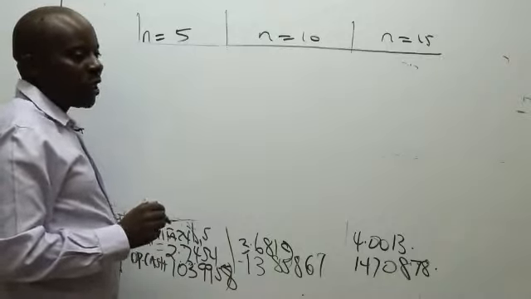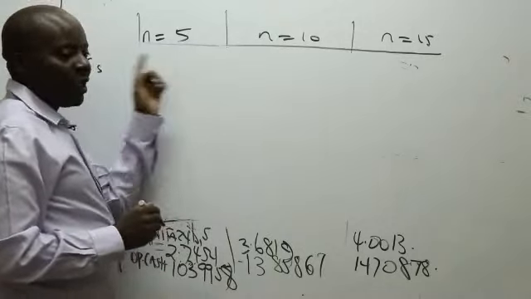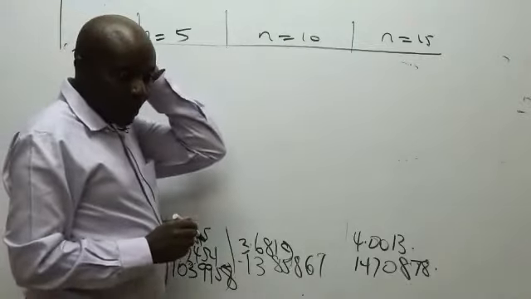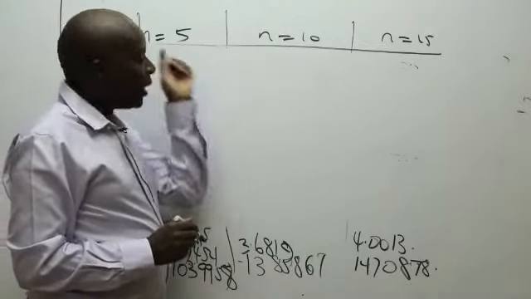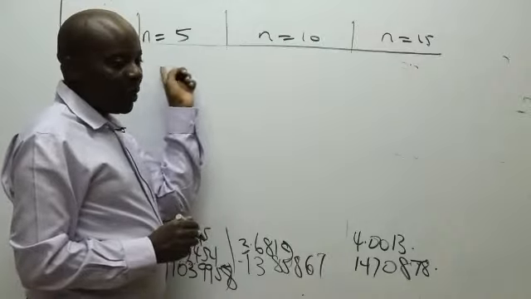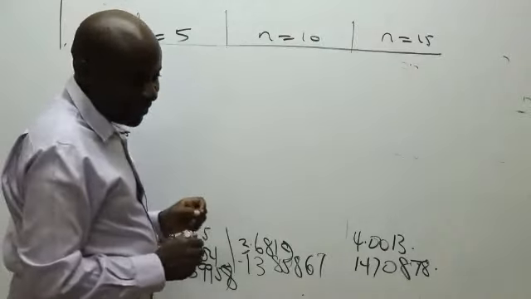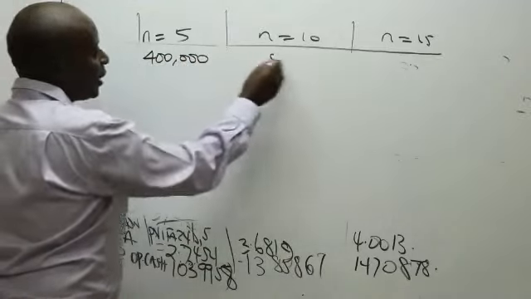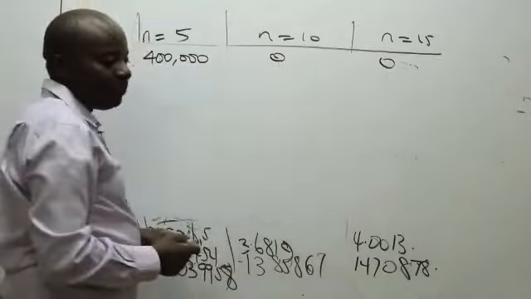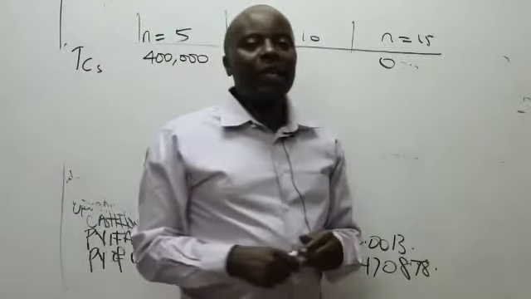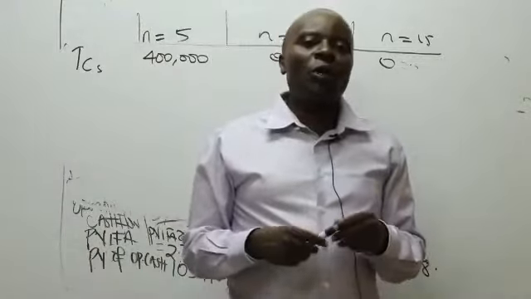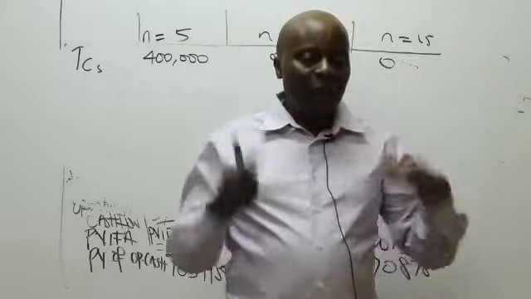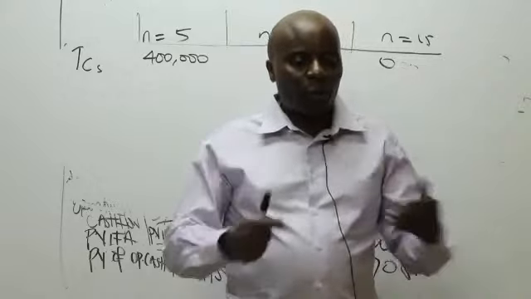So when N is 5, is there anybody who is able to remember what the scrap value was? If N is 5, what is the scrap value? 400,000. Thank you very much. And then, of course, the other scrap values were what? 0. Having identified our terminal cash flows, what should we do next?